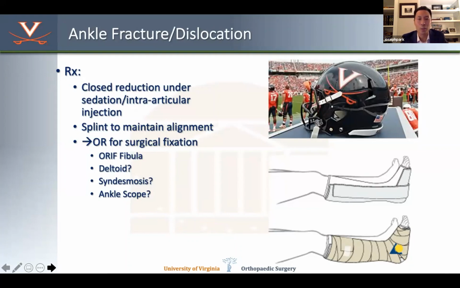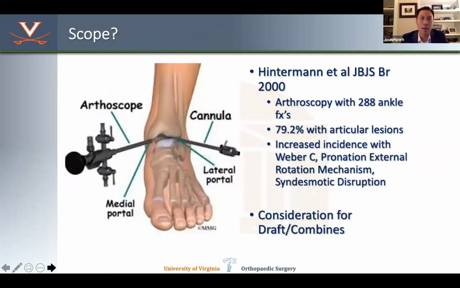Should you repair the syndesmosis? And should you perform an ankle scope? These are all answers that are kind of in evolution in our field in orthopedics. I would argue that the answer about a scope, especially in a high-level athlete, in my mind is pretty clear. Dr. Hintermann in 2000 published a study where they did a scope on 288 ankle fractures, which is pretty amazing. He found that almost 80% of these patients had articular lesions, most commonly of the talus.